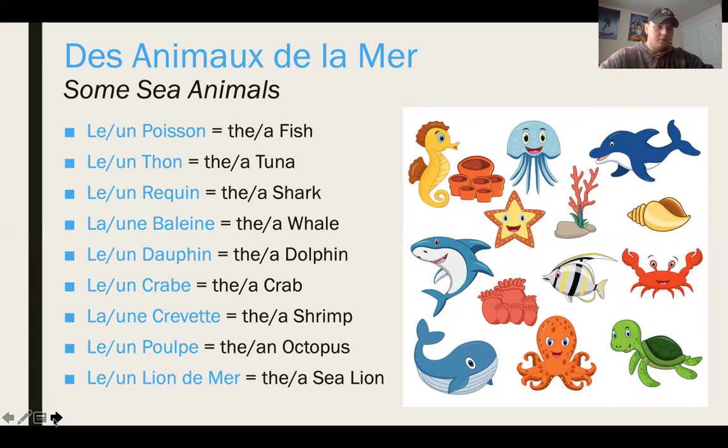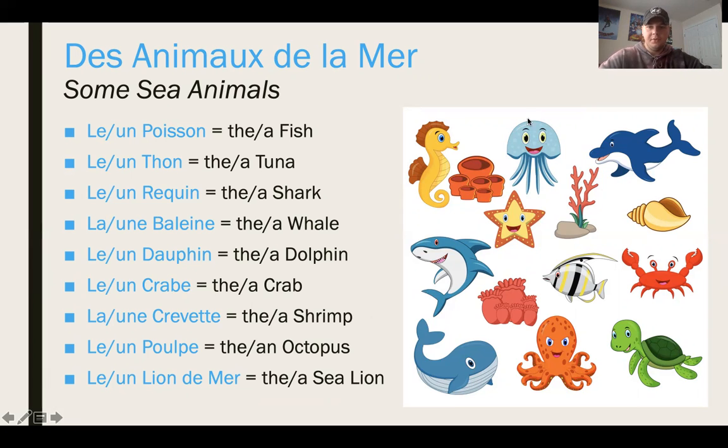Le or un dauphin, the or a dolphin. Le or un crabe, the or a crab. La or une crevette, the or a shrimp. Le or un poulpe, the or an octopus. Le or un lion de mer, the or a sea lion.